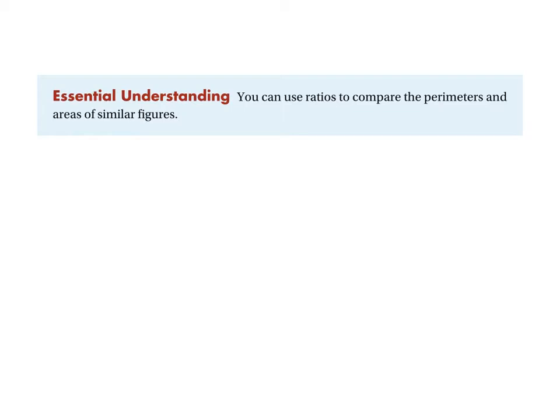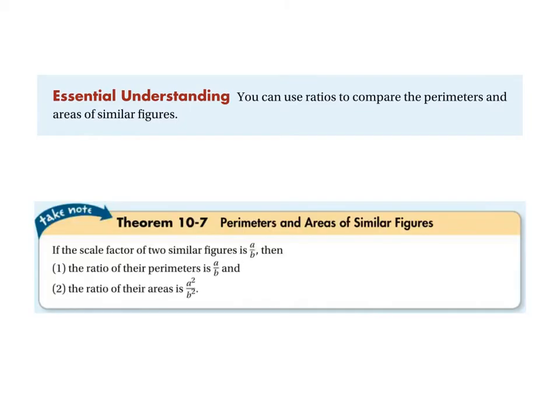Okay, the essential understanding here is that you can use the ratios of the lengths of a side to compare the perimeters and areas of similar figures. And here's the idea, and we'll put it into practice in a second.